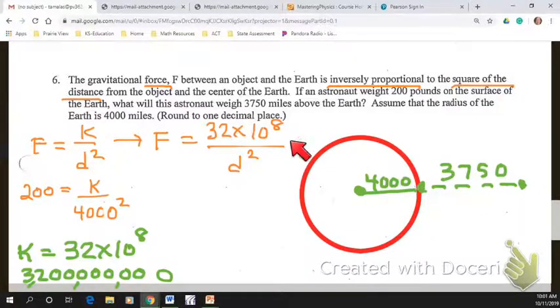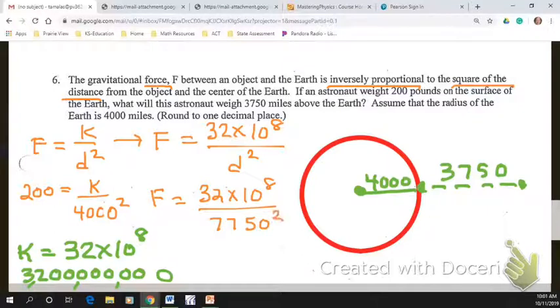Yes. So I'm looking for force, the force on his body when he's how far from the center of the earth? How far is he from the center of the earth now that he's out here? 7,750. So a picture is kind of important in this problem, so you can reference that picture when you look back in your notes, hopefully. All right, so force is equal to 32 times 10 to the 8th, or if you just want to put 8 zeros, that's fine, divided by 7750 squared.